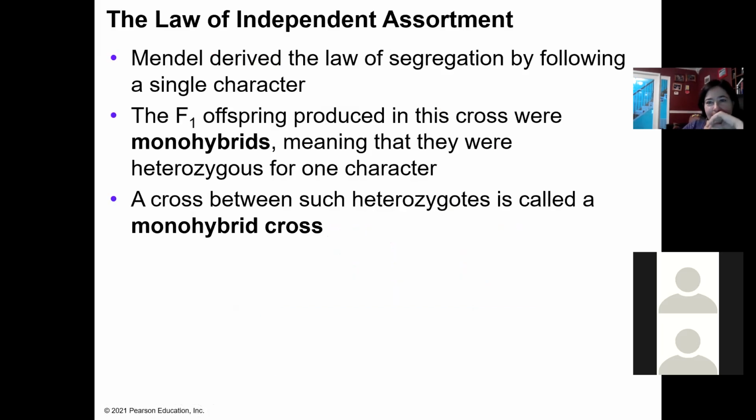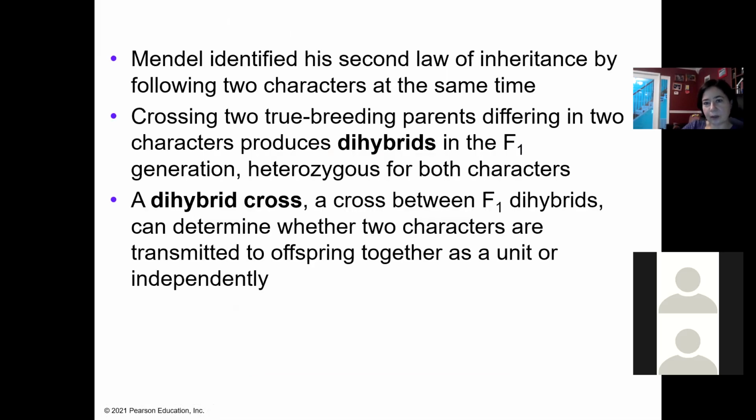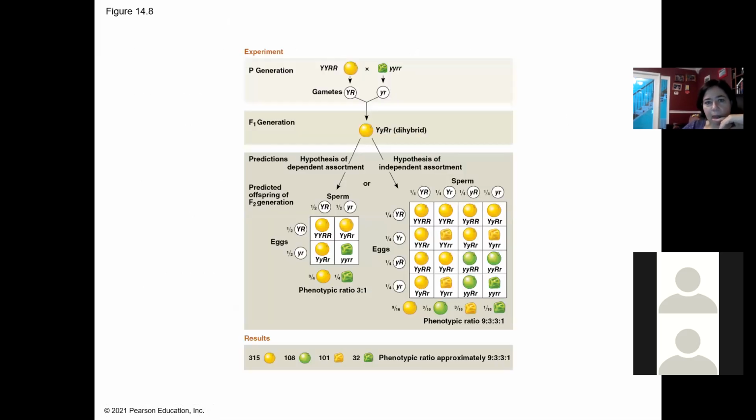Okay, and as I said, this is a monohybrid. With monohybrids, you are basically heterozygous for one character, right? If you want to test for more than one allele, you can do it. That's called dihybrids, right? And this is a dihybrid cross.